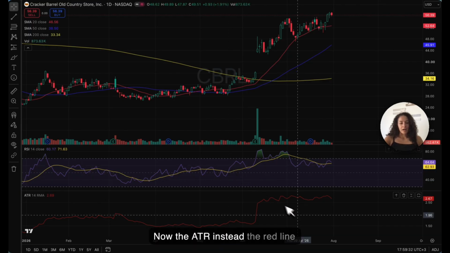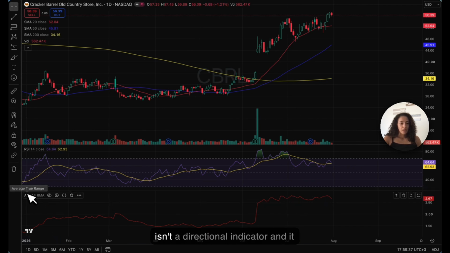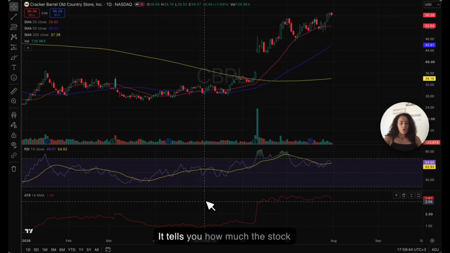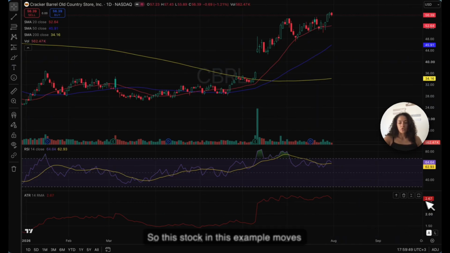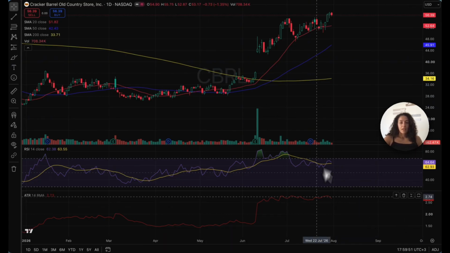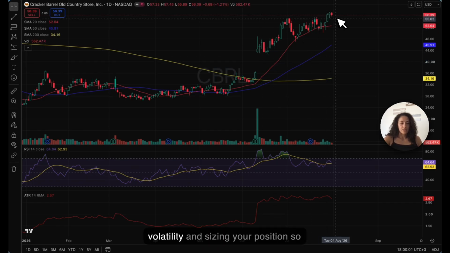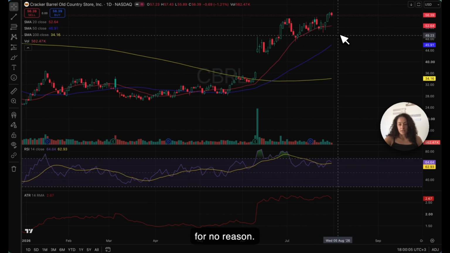Now, the ATR instead, the red line you see here, average true range, isn't a directional indicator, and it doesn't tell you where the price is going. It has nothing to do with that. It tells you how much the stock typically moves. So this stock in this example moves $2.67 per day. That's very useful because that's what you need for two things. Number one, setting stops that make sense for the stock's normal volatility, and sizing your position so a normal move doesn't stop you out for no reason.